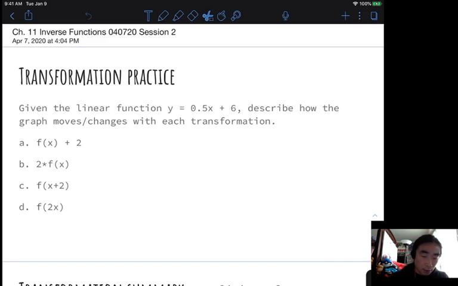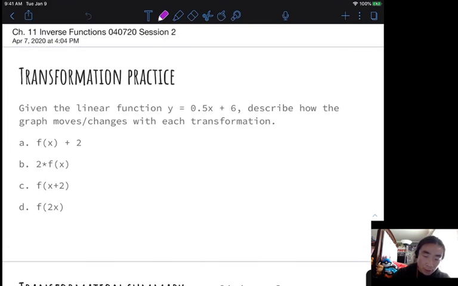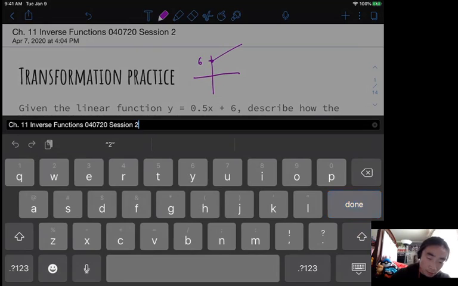So in this practice problem, we have a graph. Here we have your original graph, the equation of a line. We'll sketch it roughly. Let's say this is 6. Here is a slope of 1/2. Okay, so it looks something like this, right?